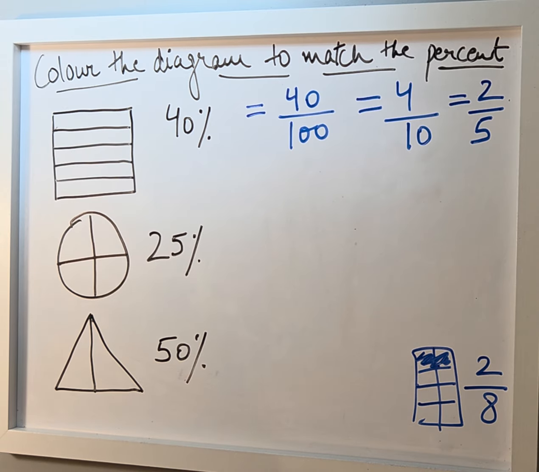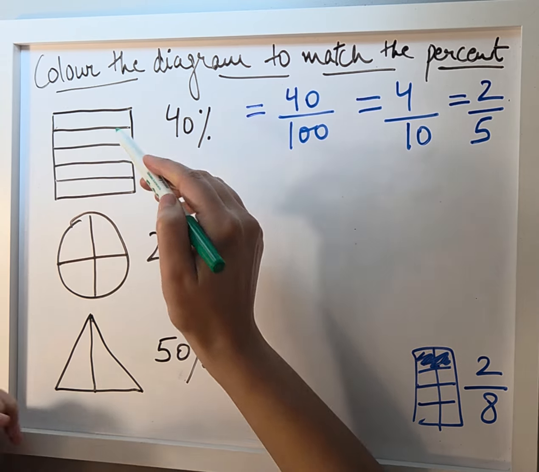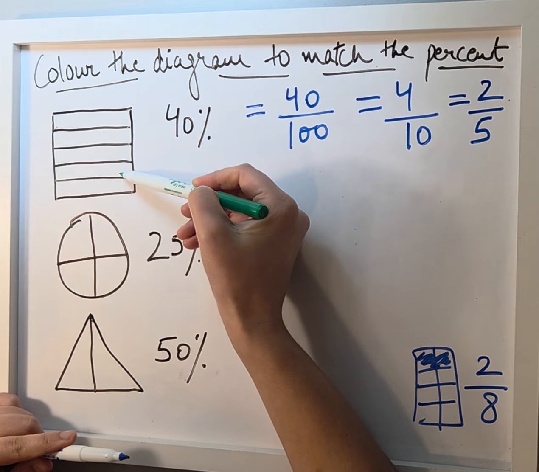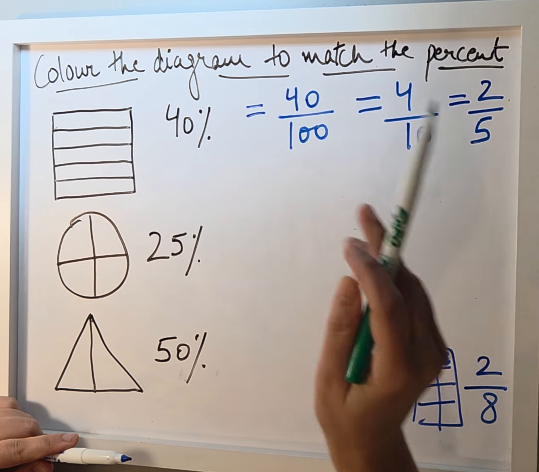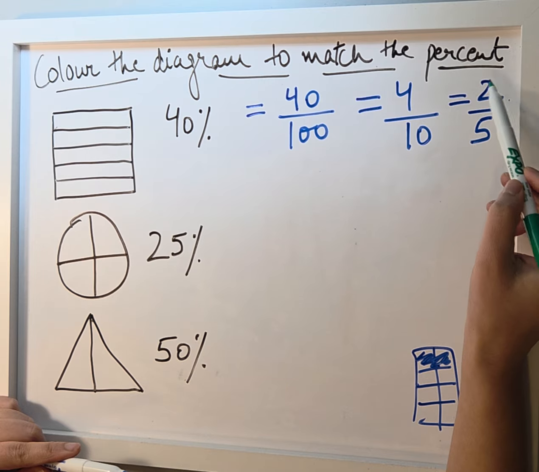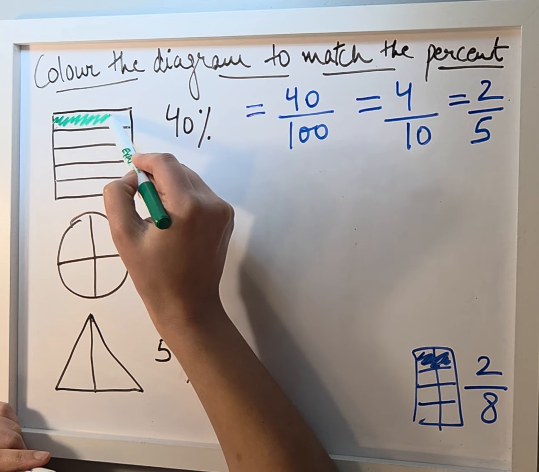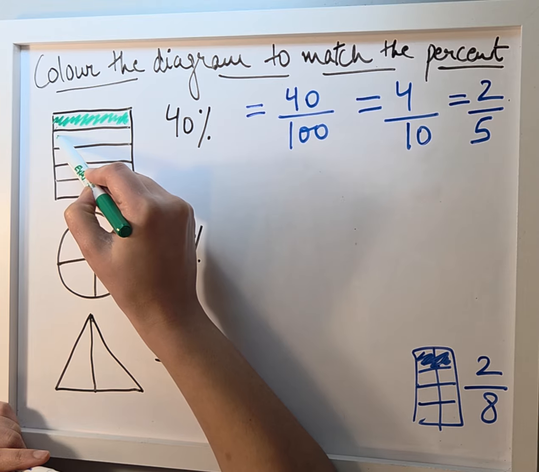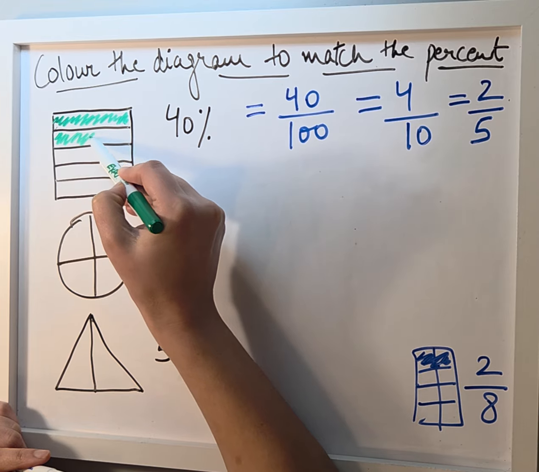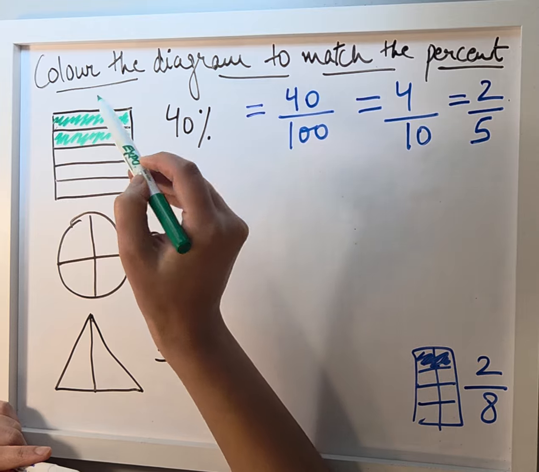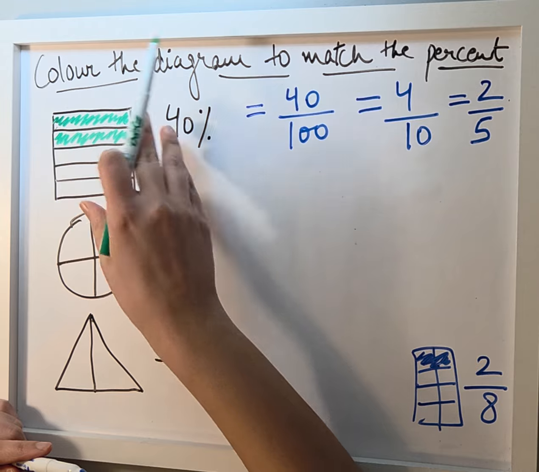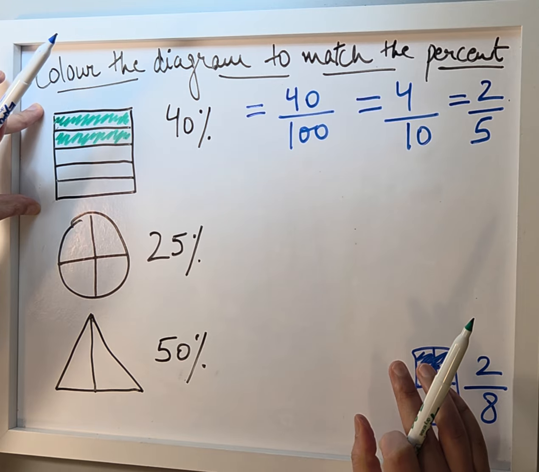Now it has become simple because in the diagram, if you see, we have 1, 2, 3, 4, 5 equal parts. And out of this, we have to represent only 2. So we color 2 parts out of 5. This means this colored part is 40% of the whole.